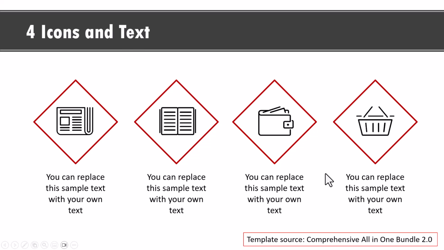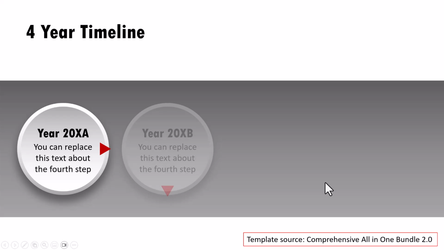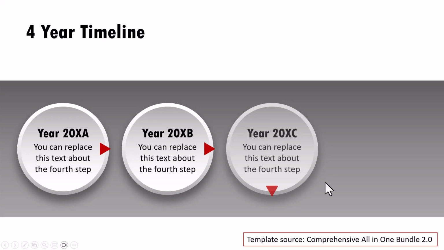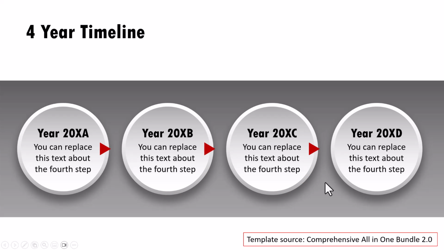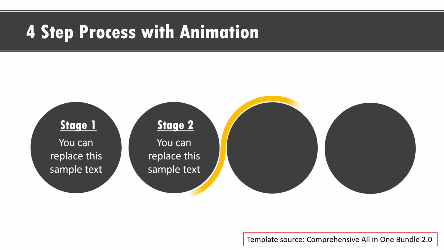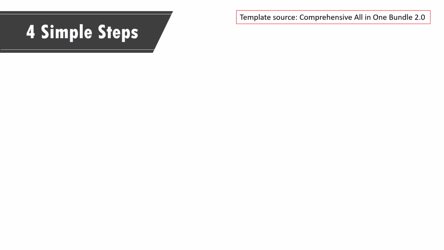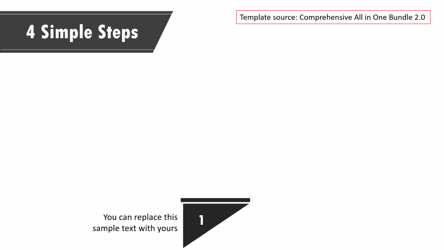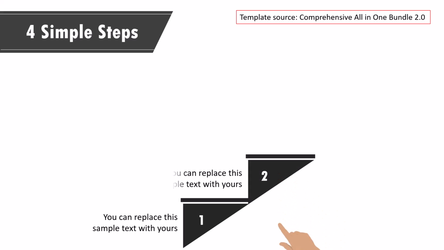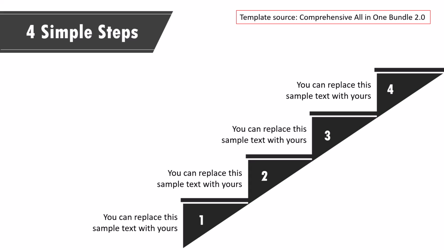Instead of just a list, it can be a timeline as well. And this is another example. You can see that after explaining each of the years, we move to the next one. Instead of a timeline, if you want it to be a process, it can be like this, where each stage is shown in an interesting way using purposeful custom animation. The last example is this, where each of the elements can be a step as shown like this, once again taken from our comprehensive all-in-one bundle.